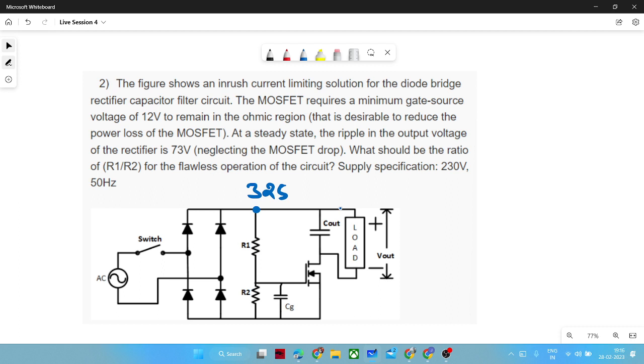And if you know the average output voltage, it will be equal to the summation of the two voltages, VR1 and VR2. First you need to compute the average output voltage, and whatever voltage you require at this node, you just need to apply the voltage division rule, right? Yes. Yeah, that's it.